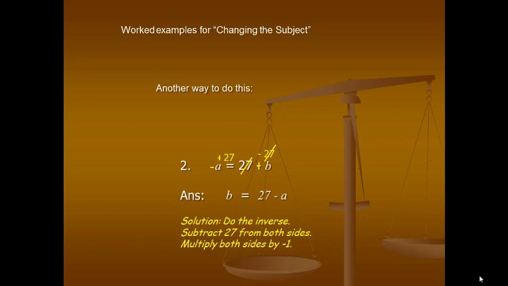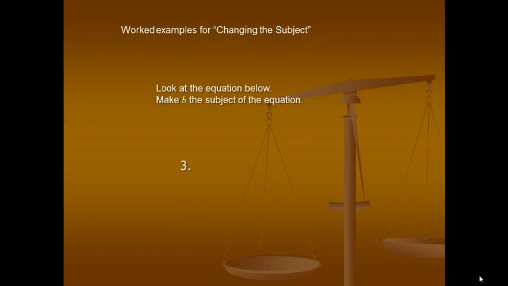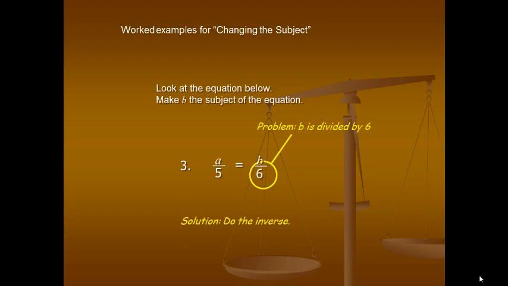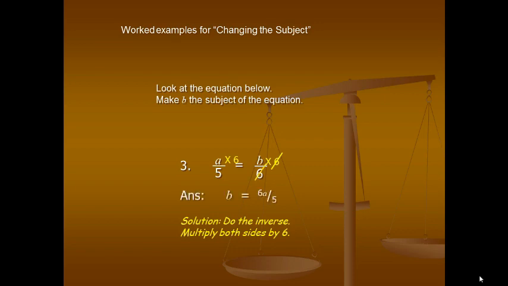These two different methods require different operations and skills, so you can decide which one is easier for you. Example 3. A over 5 equals b over 6. The problem is b is divided by 6, so the solution, do the inverse and multiply both sides by 6. And the answer is b equals 6a divided by 5.